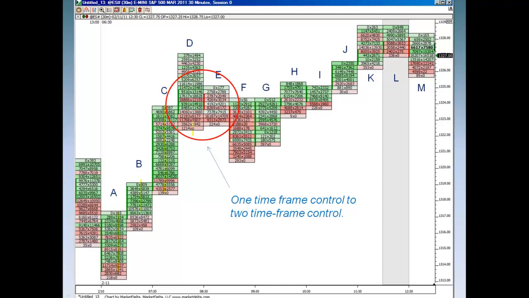Period D came along and also continued in that same direction. So basically, A, B, C, and D was all one-time frame control. The other time frame buyer was in control of the market. All of a sudden, take a look at what happens at period E. Period E, the high for period E is lower than the high for period D. The low is still higher than the low for period D, but we certainly see a couple of things that would indicate for us that a transition has occurred.